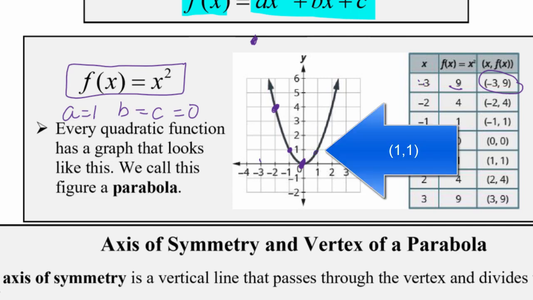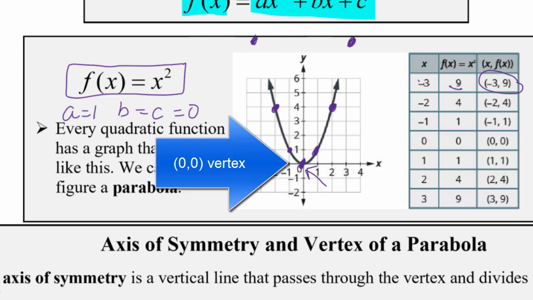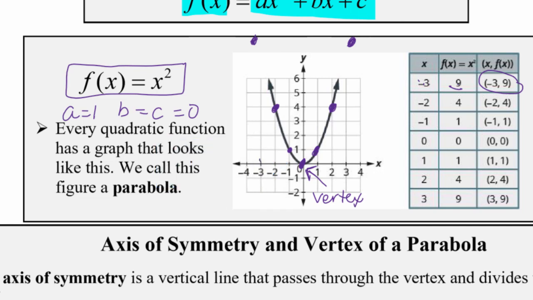1 squared is 1. So (1, 1) is on the graph. 2 squared is 4. So (2, 4) is on the graph. 3 squared is 9, so (3, 9) is on the graph again. And so this shape is called a parabola, as you know. (0, 0), this lower point right here, that's called the vertex. And then I want you to notice that the parabola has some symmetry. The two halves look the same, don't they?